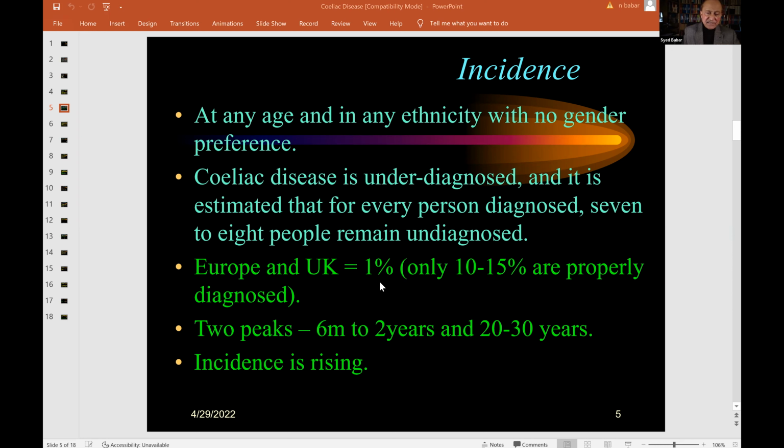The celiac disease usually occurs more often in 2 peaks. 6 months, that's the age when weaning is taking place, and from pure milk, a baby is being introduced to other forms of nutrition which contains gluten. So from 6 months to 2 years is the first peak, and in the 20 to 30 year bracket, there is the other peak. But it can occur at any time. Overall, the incidence is rising, even taking into account better diagnostic yield.